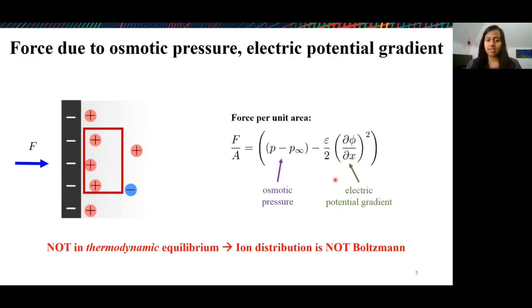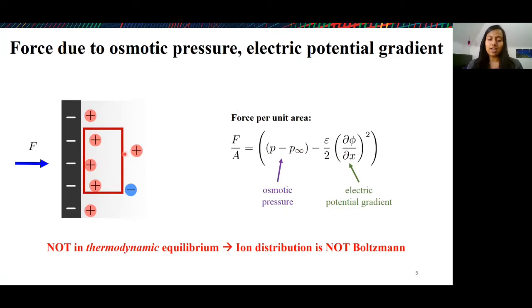Now, the other thing is that the actual ion distribution that we are interested in is out of equilibrium. So we're not considering the equilibrium ion distribution. So the ions are not just in a Boltzmann distributed way. So what we need to do is figure out how the ions are actually distributed as a function of time, and also how the electric potential is distributed as a function of time, and then figure out what the total force would look like as a function of time.